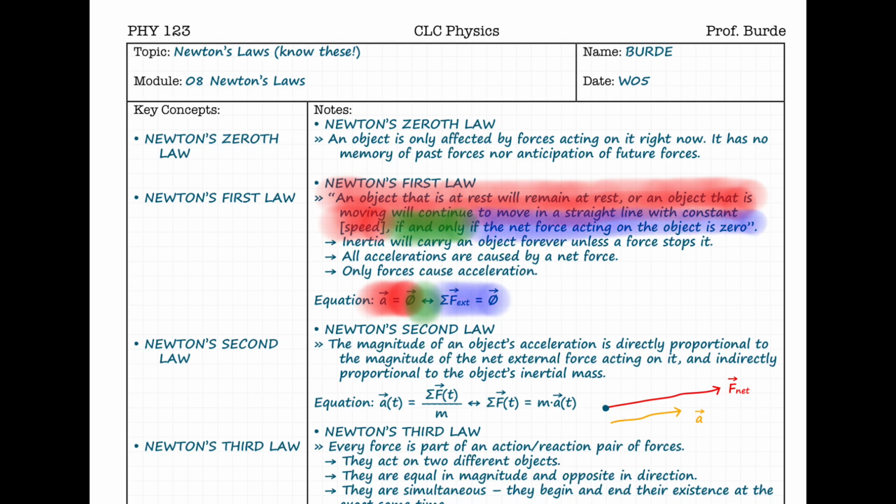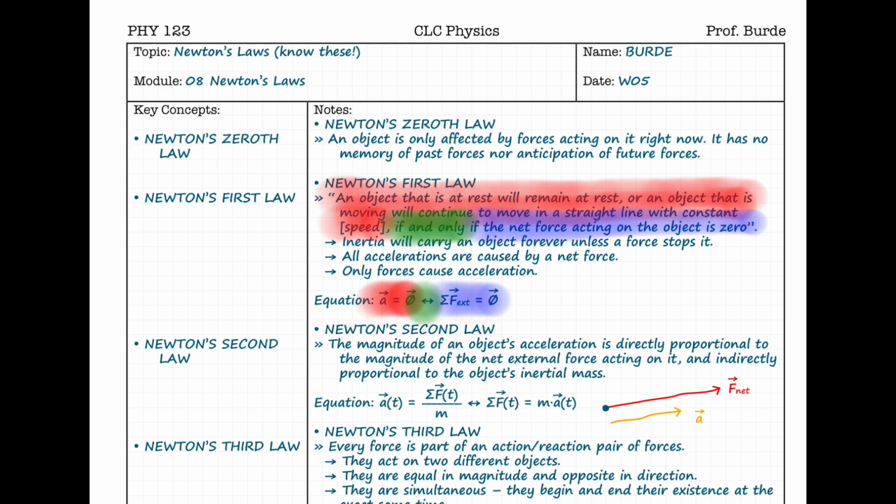So there's a couple takeaways from here. You'll need to know all of these takeaways. Quoting the law is great, but there's a couple more things to know. Number one, this is defining this quantity called inertia. Inertia is the resistance of the object to acceleration. So if an object is moving, the object that is in motion will keep moving forever unless a force stops it. This is also telling us that all accelerations are caused by forces, and only forces are causing acceleration.